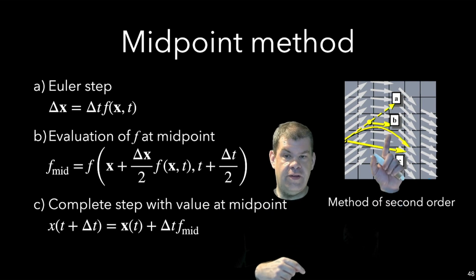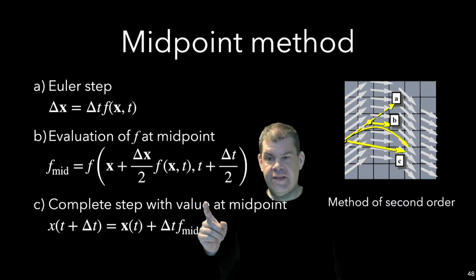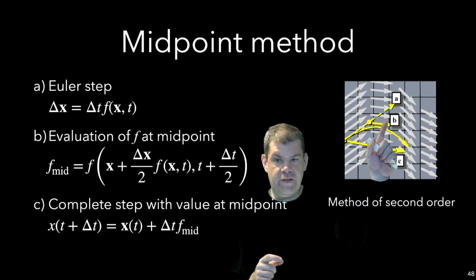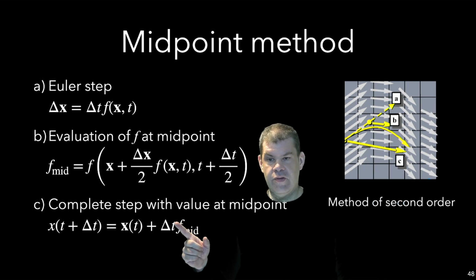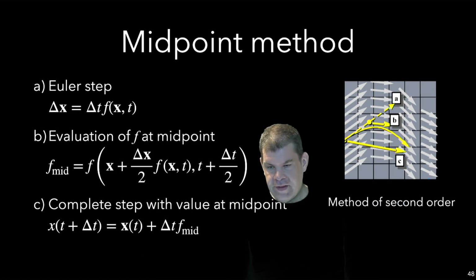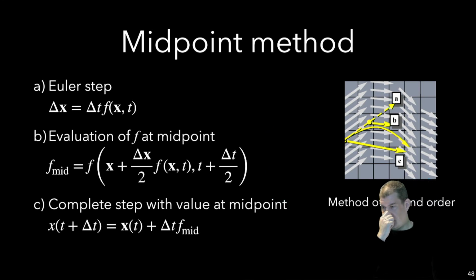I look at the flow field's value, and that's then what I use for this f mid, that's now this vector here, and that's what I use to modify the original starting point. Okay, so that's the midpoint method.